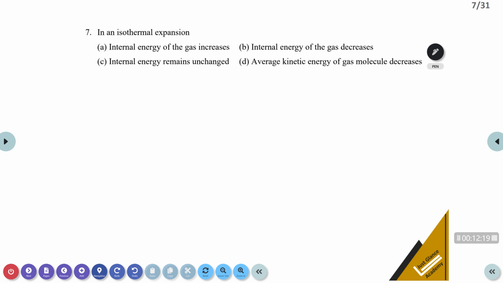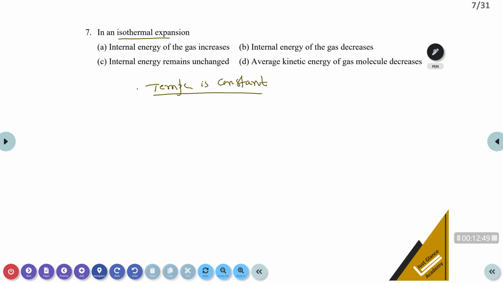Okay. Next question. In an isothermal expansion, the internal energy of the gas increases, the internal energy of the gas decreases, remains unchanged, or the average kinetic energy of the gas molecules decreases. Here, isothermal means what? Temperature is constant. In this process, temperature remains constant.